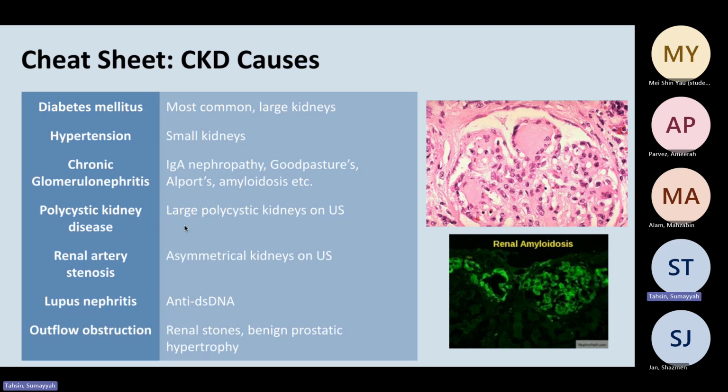Polycystic kidney disease, you'd see large polycystic kidneys on ultrasound. If you've got renal artery stenosis, you might see asymmetrical kidneys on ultrasound. So one kidney that's big, one kidney that's small, because of the discrepancy in blood flow to either kidney. Lupus nephritis might have anti-dsDNA antibodies. And then if you've got outflow obstruction on an ultrasound, you might see stones or benign prostatic hypertrophy, for example.